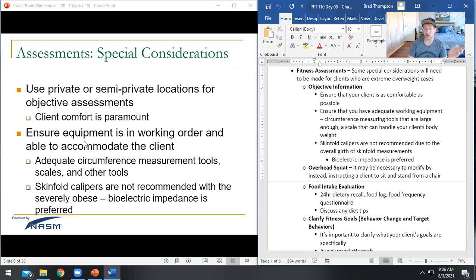Also, you need to make sure that your equipment is in working order. This is something that you should have done before your session starts. So you're going to do circumference measurements, body fat testing, things like that. Make sure your body fat analyzer has batteries in it. That sounds silly, but it sucks when that stuff breaks down. It just diminishes the confidence that the client has in you.